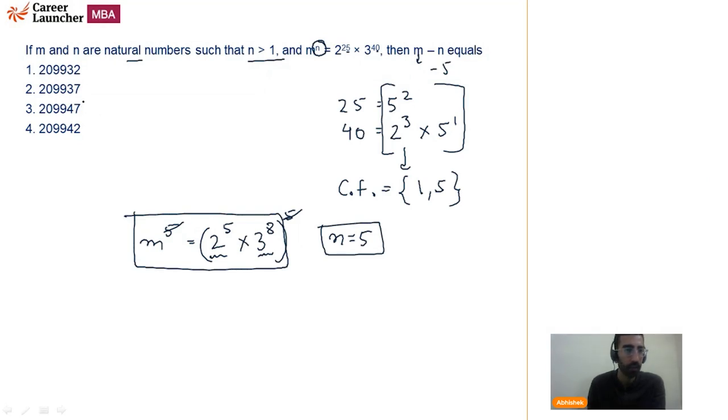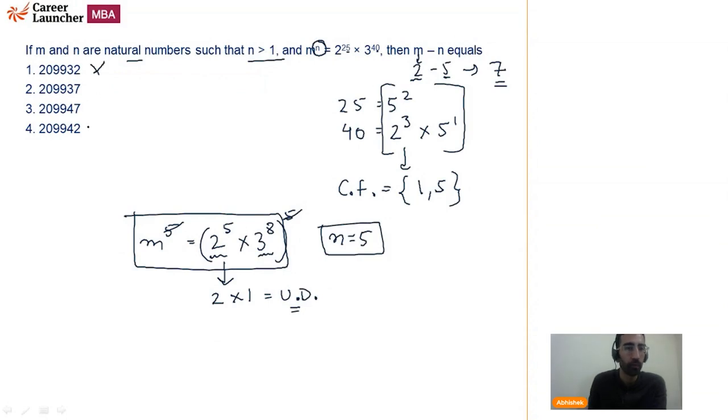What I did here was look at the unit digits and check what each gives as the unit digit. 2 to the power 5 is 32, which ends in 2. 3 to the power 8 would end in 1. So this M's unit digit is 2. A number ending with 2 minus a number ending with 5 ends in 7.